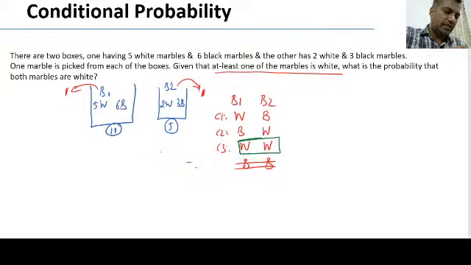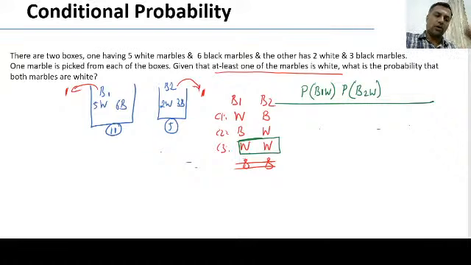You say the probability of getting white from the first box and white from the second box. Let me write it once. Probability of getting white from box 1, B1W, which means box 1 is white, and probability that box 2 is also white, B2W. That is in your favor.